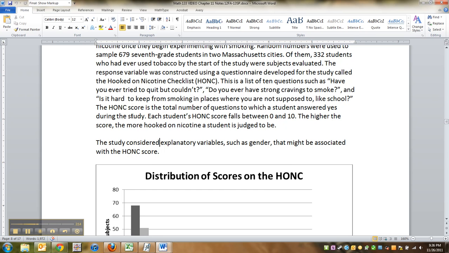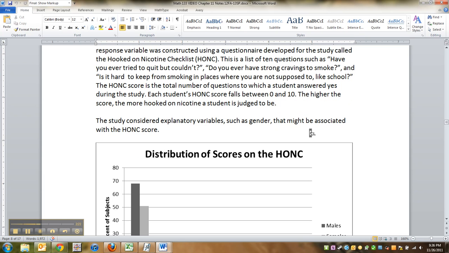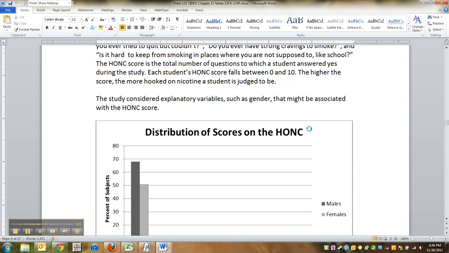Blah, blah, blah. The HONC score is the total number of questions to which a student answered yes during the study. Each student's HONC score falls between 0 and 10. The higher the score, the more hooked on nicotine a student is judged to be. The study considered explanatory variables such as gender that might be associated with the HONC score.